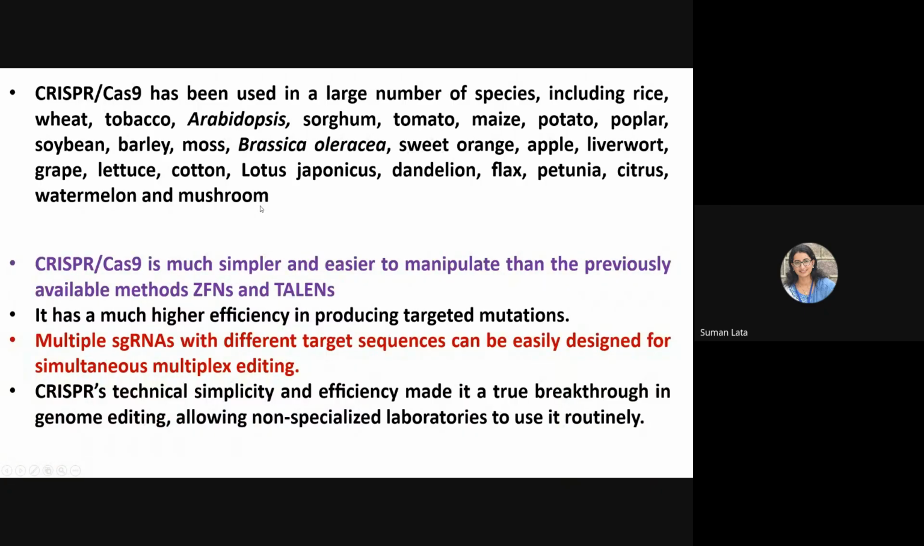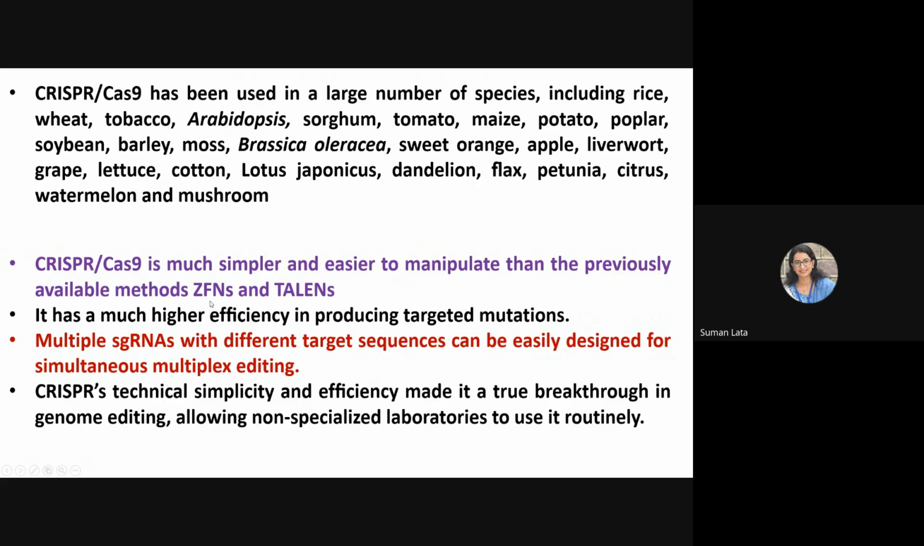Then CRISPR-Cas9 has been used in a large number of species, from rice, wheat, tobacco, Arabidopsis, to horticultural crops like tomato, potato, apple, sweet orange, grape, lettuce, and watermelon. So it has been widely used, and CRISPR-Cas9 is simple and easy to manipulate compared to previously available methods like ZFN and TALENs. And it has high efficiency in producing targeted mutations.